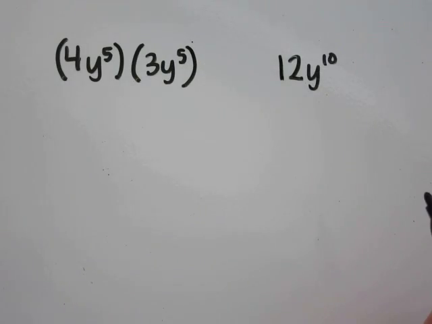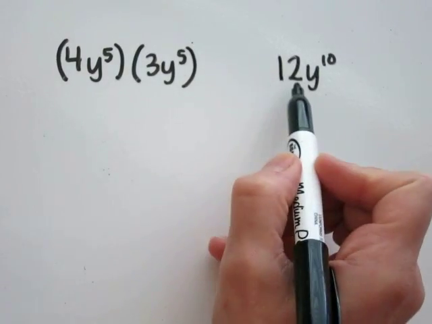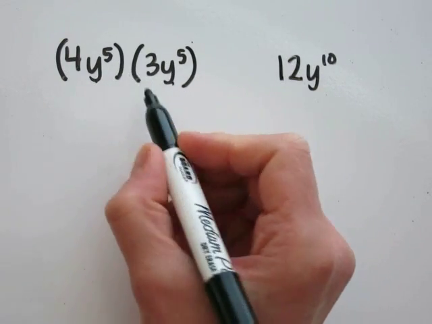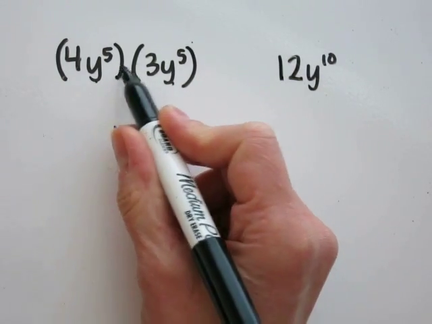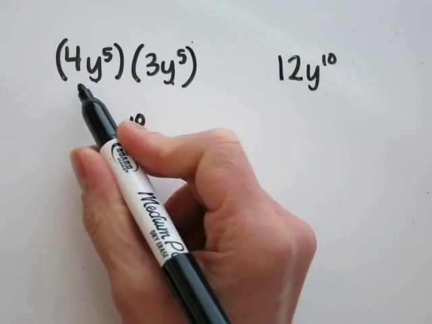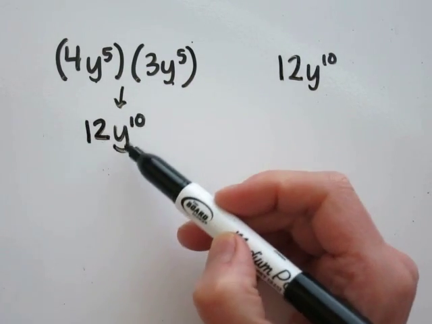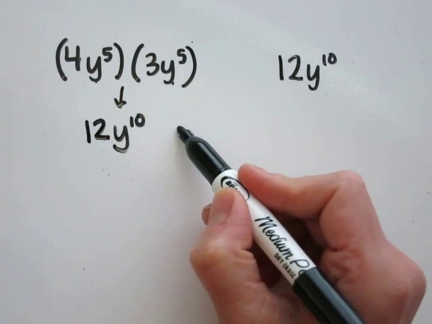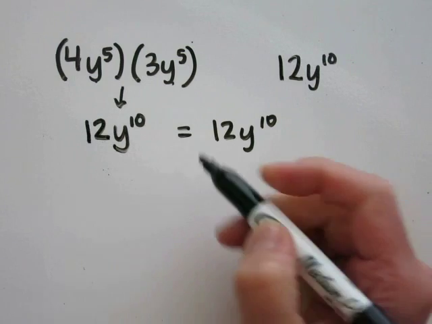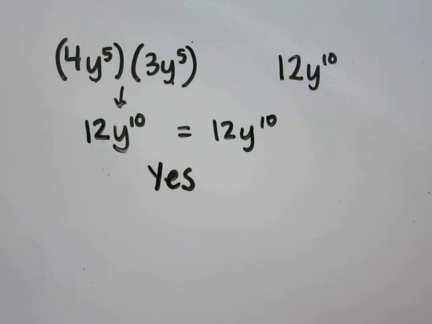Problem 20, we have these two expressions. I'm going to solve this expression since this is already simplified. I have the same base y, so I can add my exponents. So 5 plus 5 is 10. It would be y to the 10th power. 4 times 3 is 12. So this simplifies down to 12y to the 10th power, and that is equal to 12y to the 10th power. So yes, these two expressions are equivalent.